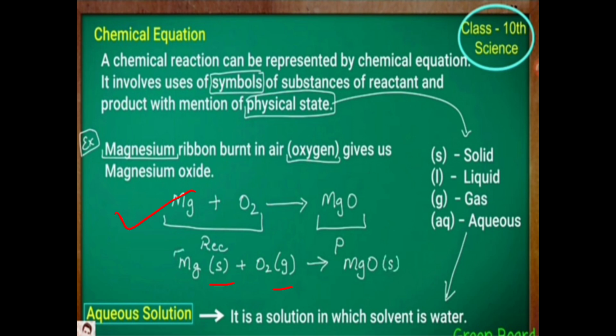What are the physical states? That is solid, liquid, gas or aqueous. What is aqueous solution? That we will study further in this slide itself. So let's study this with the help of an example. We are taking the example that we took in the previous slide. Magnesium ribbon burnt in air, that is magnesium reacts with oxygen, gives us magnesium oxide.